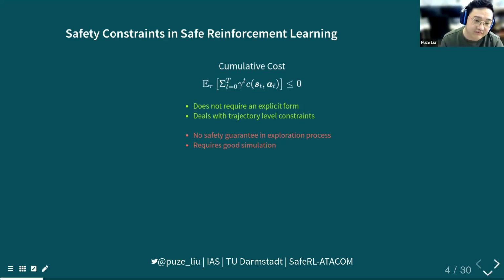You can also have long-term trajectory-level constraints, for example, the total energy consumption should be smaller than a threshold. But there are also some limitations: you don't have proper safety guarantees during the training process or during the exploration process. And you also need a really good simulation, such that your state transitions match the real world.